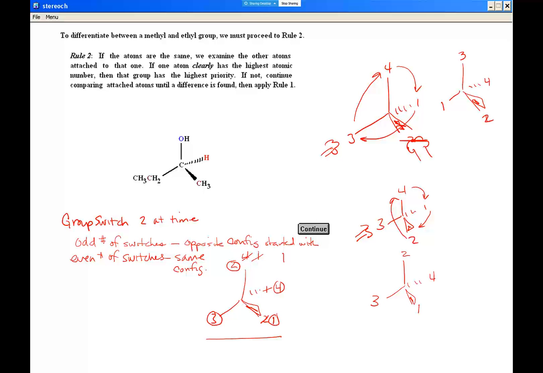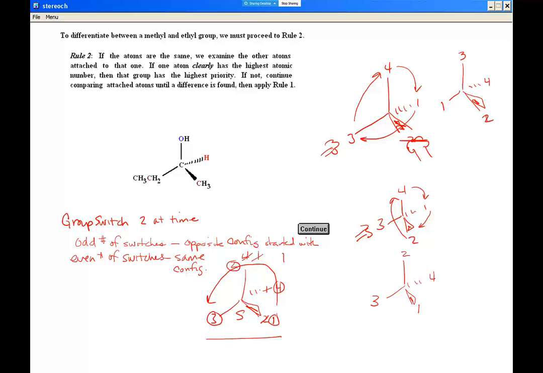I did two switches, so whatever configuration I determine right now, that's the same as what it started. So four's away from me, going from one to two to three is counterclockwise, and so this is S. So the original molecule started out as S, and when I did my two switches, it's still S. So group switching let me rotate that molecule without rotating it. And again, that is something that a purist organic chemist would say, well, no, we can't do that without any spatial reasoning. And so they don't put it in their books.